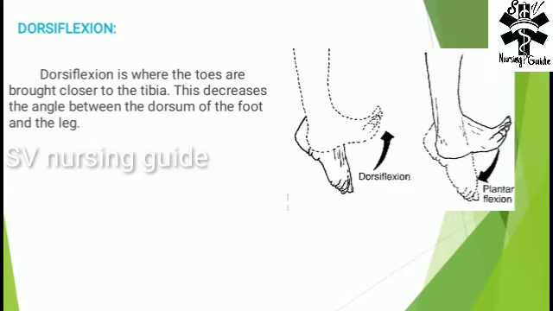Next, dorsiflexion. Dorsiflexion is where the toes are brought closer to the tibia. This decreases the angle between the dorsum of the foot and the leg. You see in this picture, the arrow mark indicates the decreased angle between the dorsum of the foot and the leg. That is called dorsiflexion.